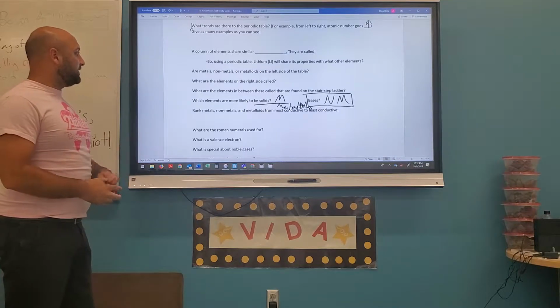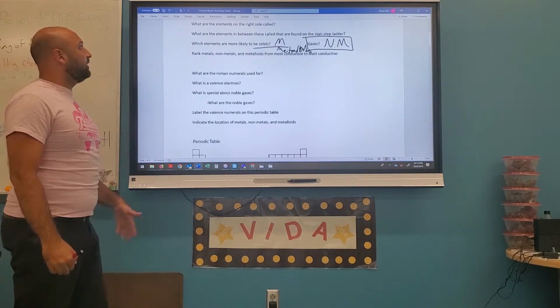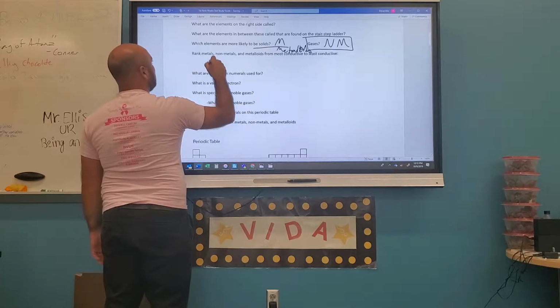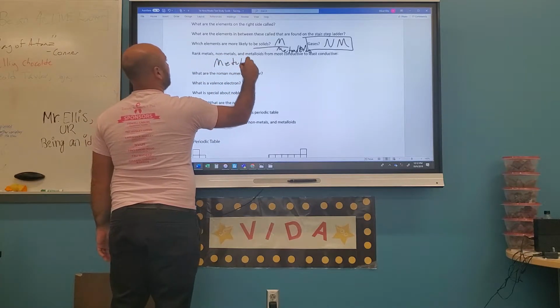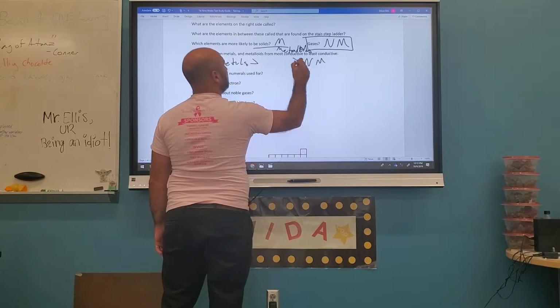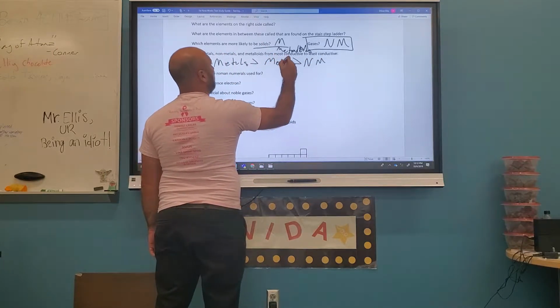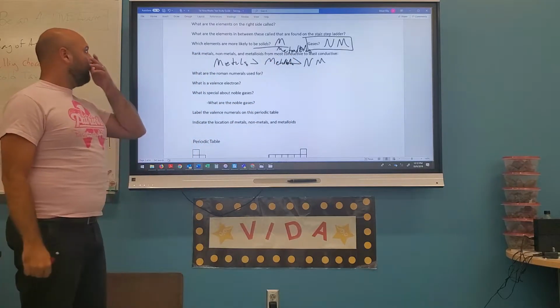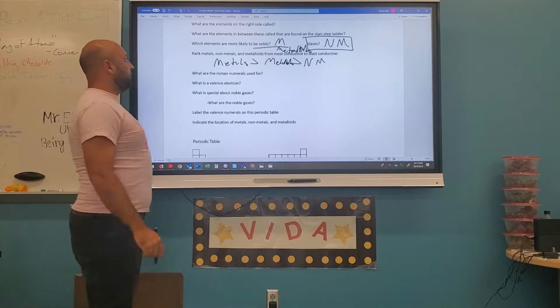Now, the following says, rank metals, non-metals, and metalloids from most conductive to least conductive. Well, the most conductive of these is going to be the metals. Metals are more conductive, and then non-metals are going to be the least conductive, which means metalloids, as always, are going to be somewhere in between. Okay? What are the Roman numerals used for?